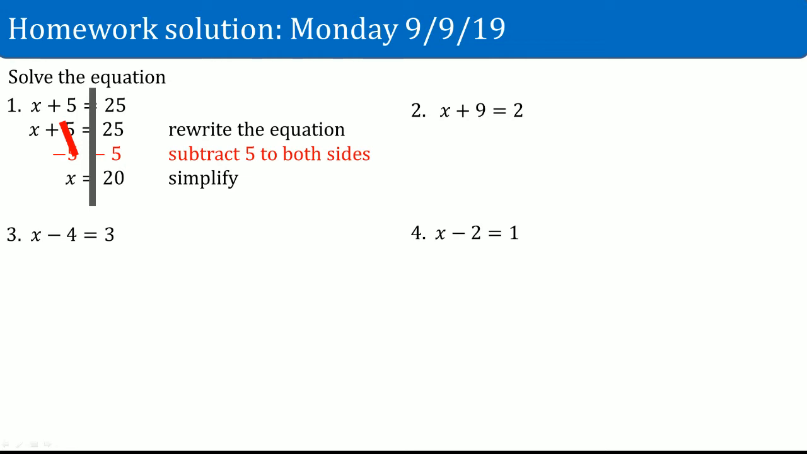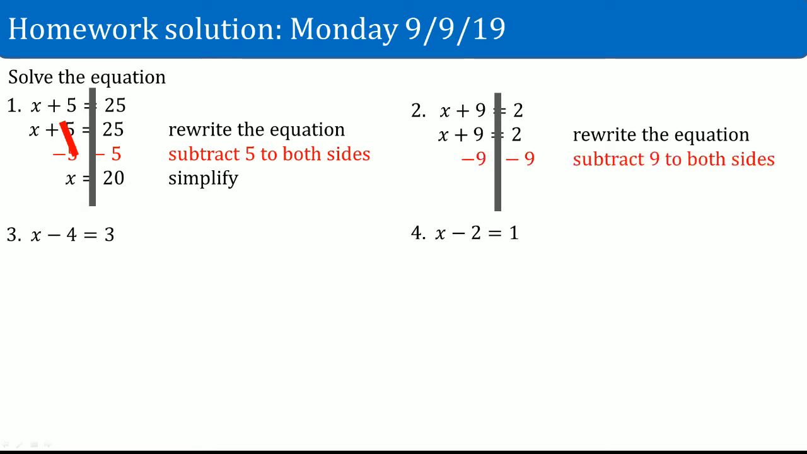Number 2, x plus 9 equals 2. First step is always to rewrite my equation, x plus 9 equals 2. Draw my line straight down to separate the left from the right. I have a plus 9 that is attached to the x. So the opposite or the inverse of plus 9 is subtract 9. Subtract 9 from both sides. Okay? The plus 9 and the minus 9 cancel out. What I have left over on the left-hand side is just an x. And on the right-hand side, it's 2 minus 9, which becomes negative 7. I know x is solved for because x is now alone.